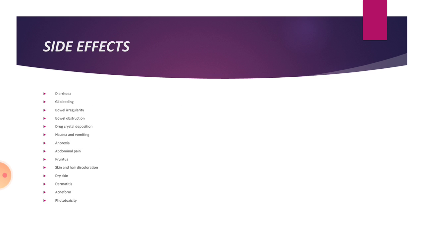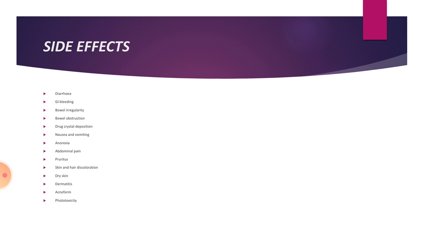The side effects are diarrhea, GI bleeding, bowel irregularity, bowel obstruction. Drug crystals can be deposited, nausea, vomiting, anorexia, abdominal pain due to bowel obstruction or bowel irregularity, pruritus. Pruritus is an unpleasant sensation of the skin that provokes the urge to scratch. Pruritus may be localized or generalized and can occur as an acute or chronic condition.